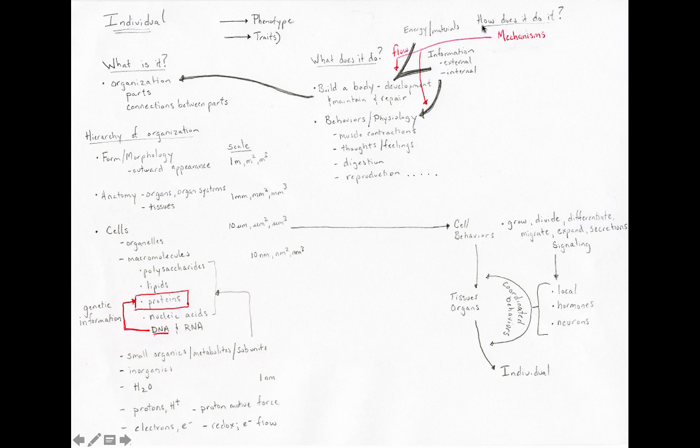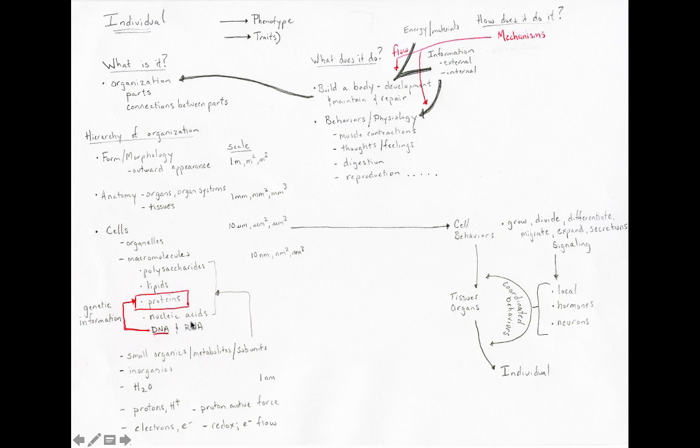So when there's a how question, how does something do something, I think of this word mechanism. What is the mechanism that directs the flow of energy, materials, and information into these processes? And that flow is happening down here in the cells.